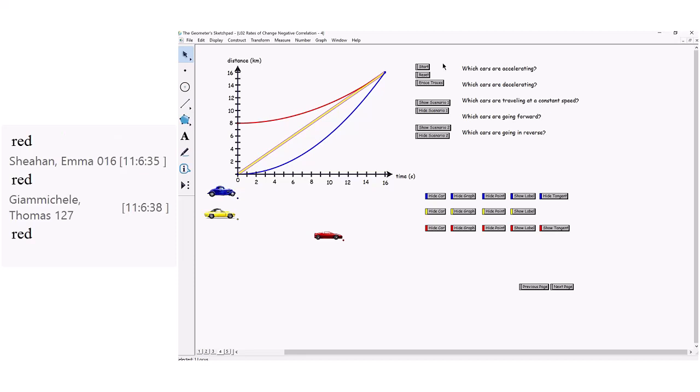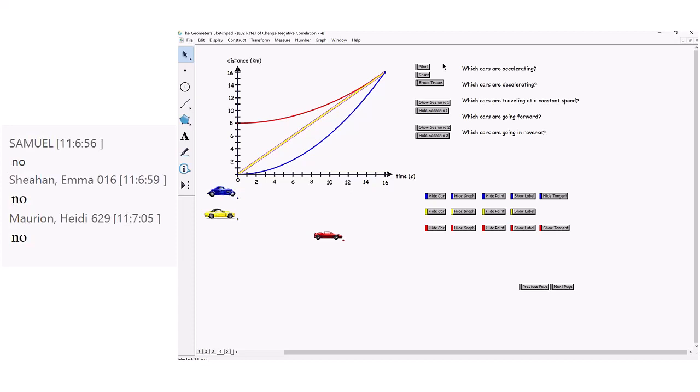Is there a car that's decelerating? Thinking about deceleration now, are any of those 3 cars decelerating? And remember, for deceleration, you need a curve, and the curve has to be getting less steep. So we've established that red and blue are getting steeper. Yeah, there are no curves that are getting less steep. So none of those 3 cars will be decelerating.